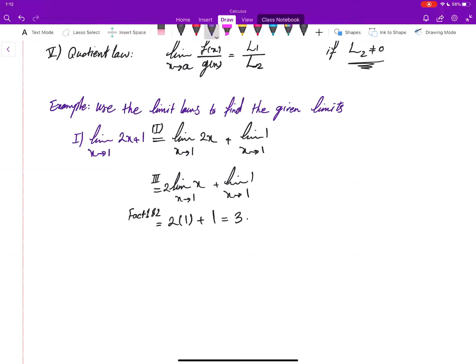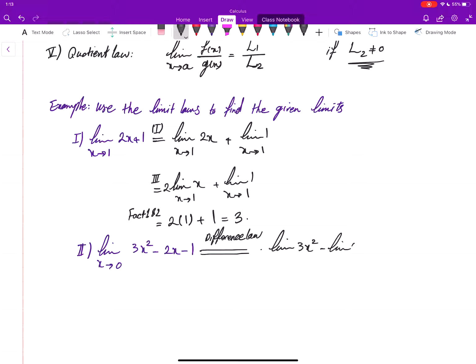Well, that gives us the limit of that function. How about a slightly more complicated one: the limit of 3x squared minus 2x minus 1 as x goes to 0. First, there are three functions, with two subtractions, so I can use the difference law. This gives us the limit of 3x squared minus the limit of 2x minus the limit of 1, all as x goes to 0.